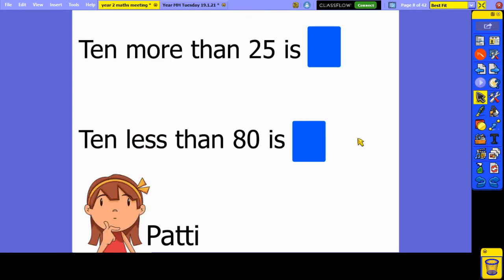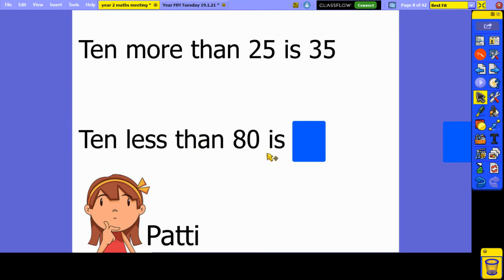Tricky, Patty and her patterns. 10 more than 25 is equal to what? Pause the video while you write it down. 10 more than 25 is equal to 35. When we're counting in tens, the only digit that changes is the tens digit. We're not adding any ones, so the ones remains the same.